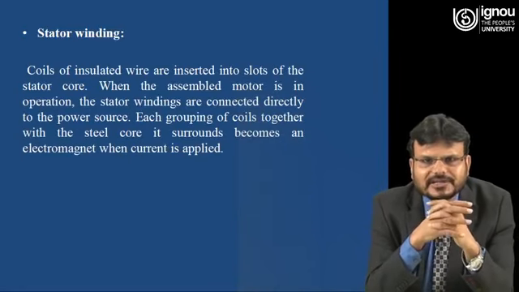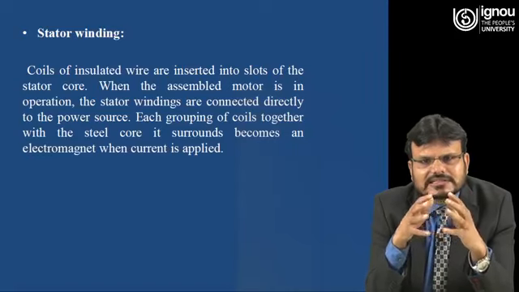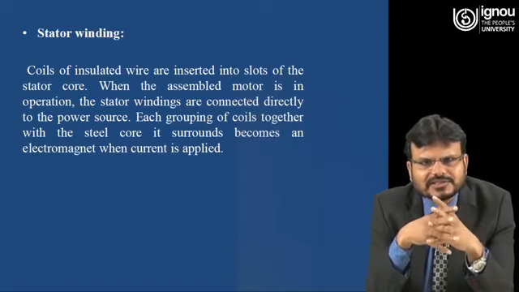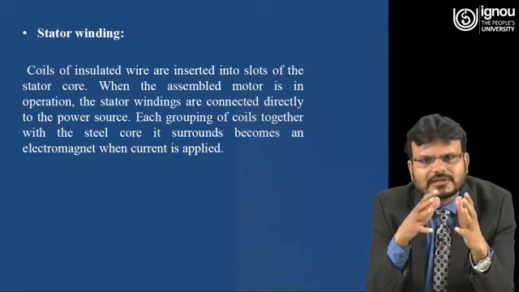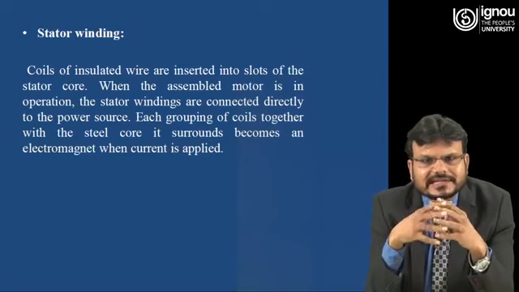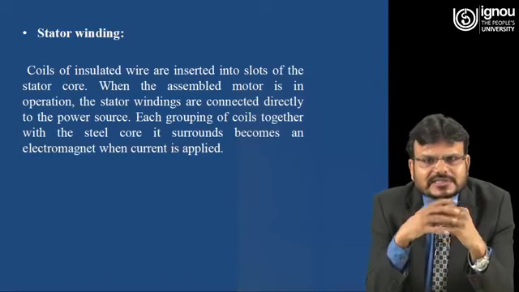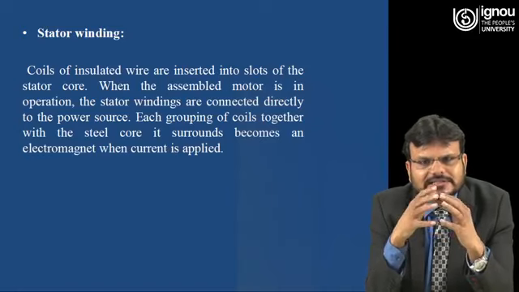Next is the stator winding. Basically, the coils of insulated wire are inserted into the slots of the stator core. When the assembled motor is in operation, the stator windings are connected directly to the power source. Each grouping of coils together with the steel core it surrounds becomes an electromagnet when current is applied.